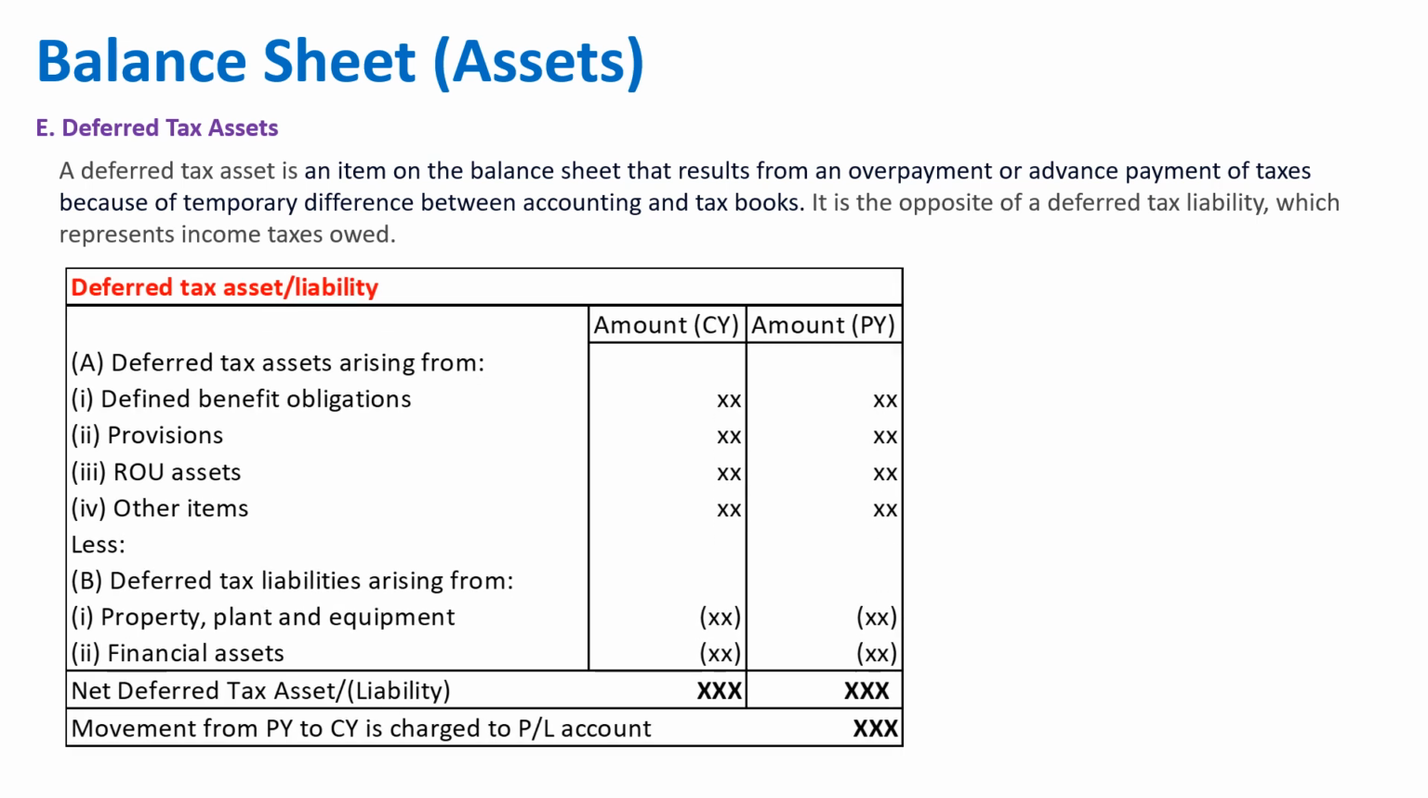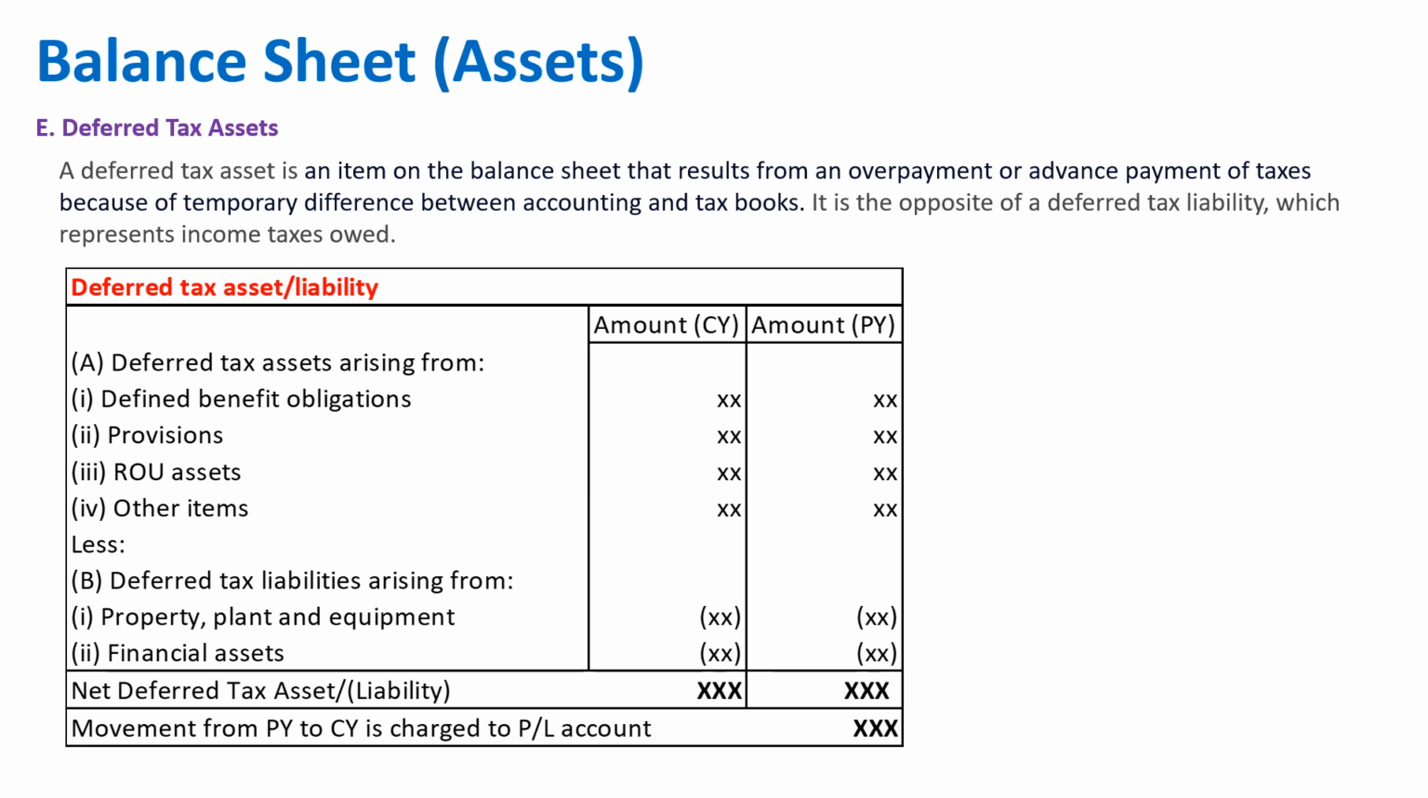So this is a template, not that all this item what is there in the template will be applicable for every company, but it is a standard template to give a clarity that how the deferred tax asset or liability is calculated. So you can see there are 2 years here, current year and previous year, and deferred tax asset arising from, that means the temporary difference you are writing down here, defined benefit obligation, for example, for employees, provisions, RU assets, other items, less deferred tax liabilities arising from plant property equipment, financial assets. The difference between assets and liability is reported as deferred tax asset.